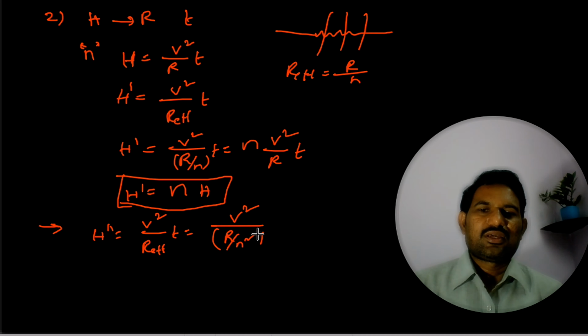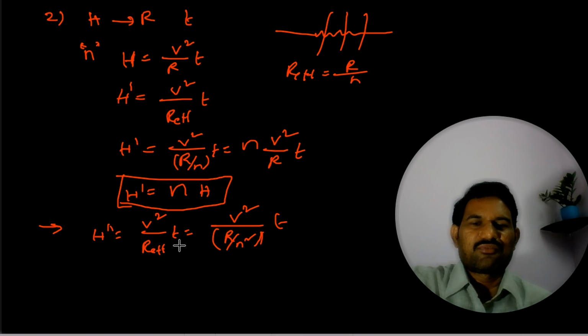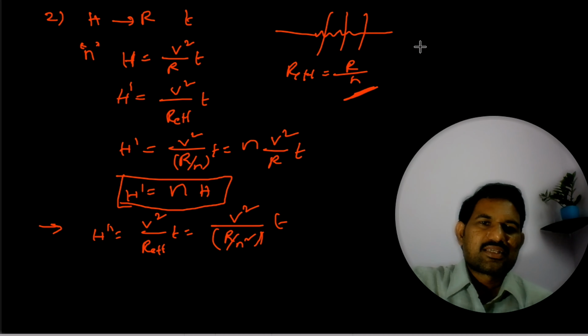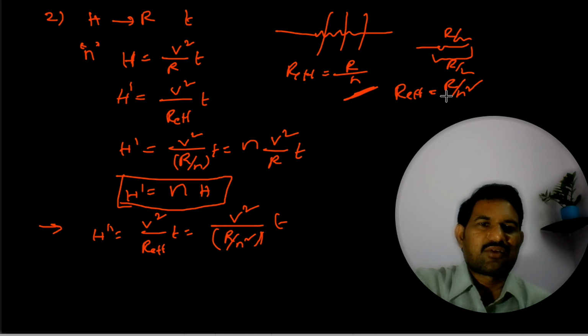So here what you can write is, see this, again H dash is equal to V square by R effective into T. Now each resistance is R by N. Such N resistors are connected in parallel here, that means R by N, R by N, R by N. Therefore in that case, the effective resistance we can write as R by N square here. So that is the effective resistance when such R by N resistors are connected in parallel.